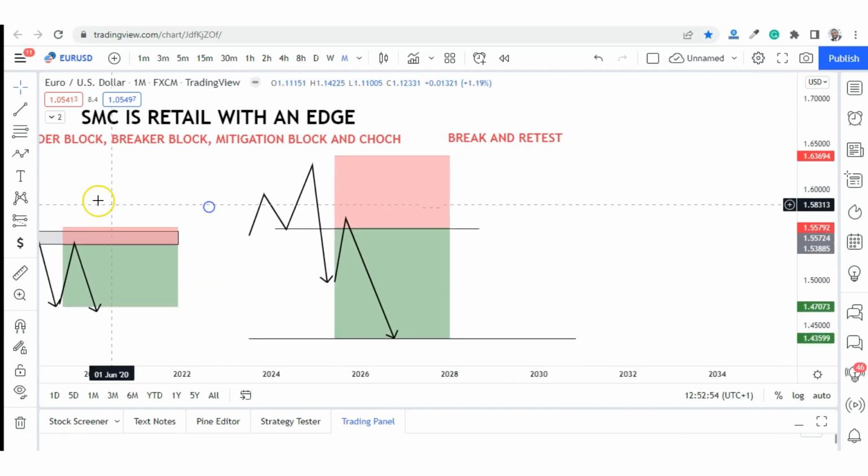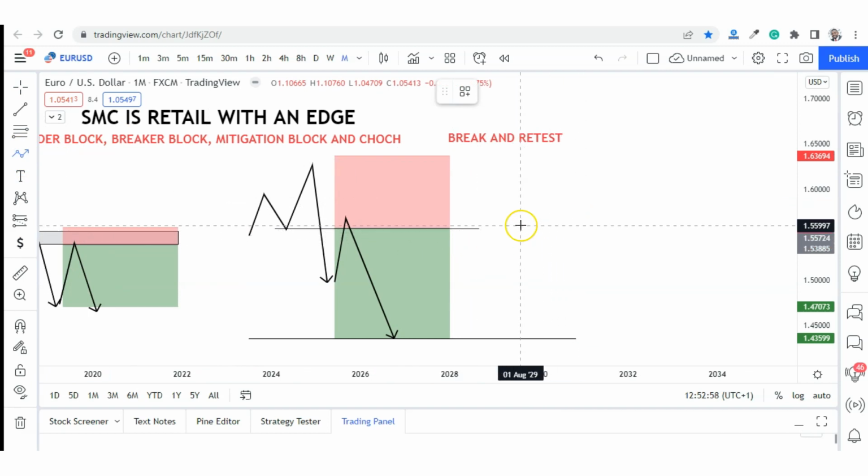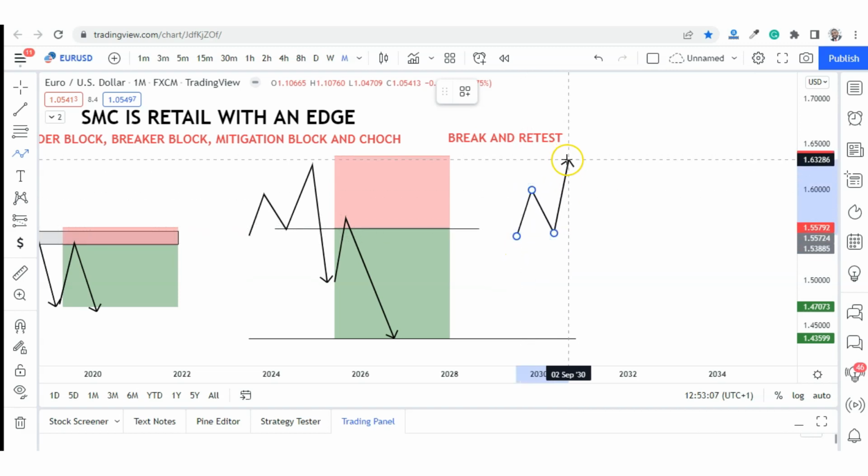Now let's look at the breaker block and the order block, the most widely acclaimed order block. An order block is simply a deceiving move up.